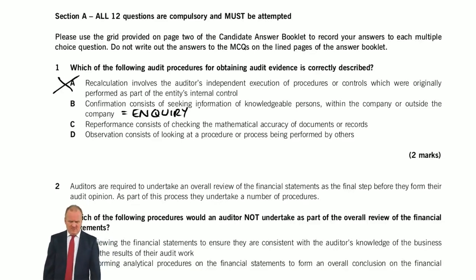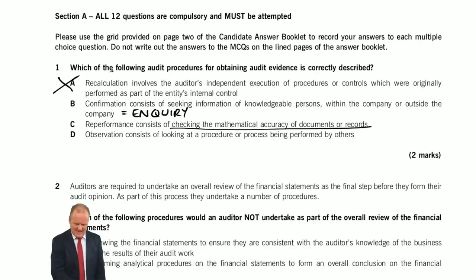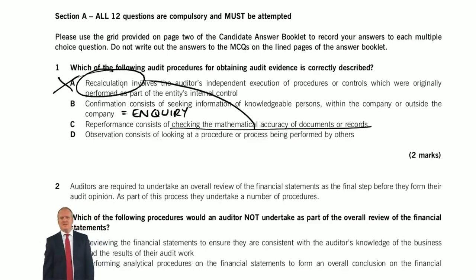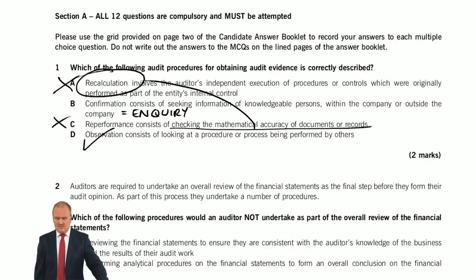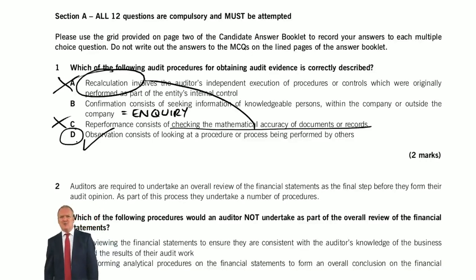C. Reperformance consists of checking the mathematical accuracy of documents or records. Well, if you're checking the mathematical accuracy, that's that one, isn't it? So A and C have had their definitions exchanged. Is D more assuring to us, more convincing than B? Observation, right, don't read anything else. What is observation? It is to observe, to watch something happen. Observation consists of looking at a procedure or process being performed by others. Absolutely correct. So B, which I was a bit 50-50 on, can't be right because D is definitely right. Well, as long as you can speak the English language, question 1 is easy.